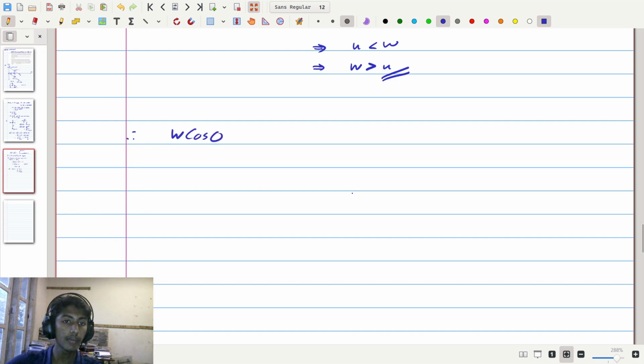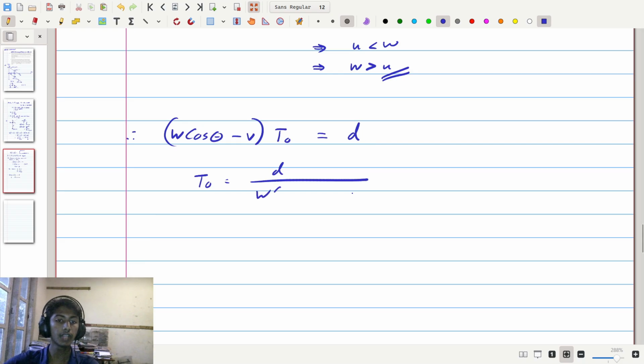w cos theta, which is the vertical velocity, minus v, times t0 must be equal to the vertical displacement of the torpedo relative to the ship that we need to have in order for the torpedo to collide with the ship, which is going to be equal to d. Now according to this, if we take both sides and we divide, we can see t0 is going to be equal to d divided by w cosine theta minus v.